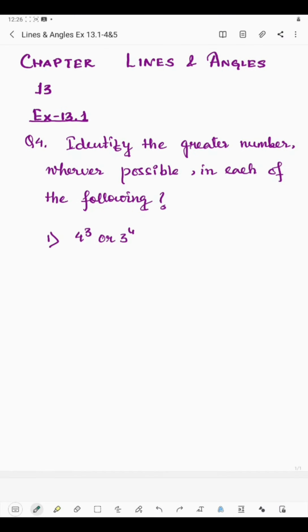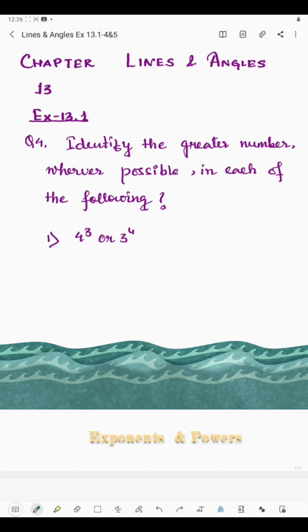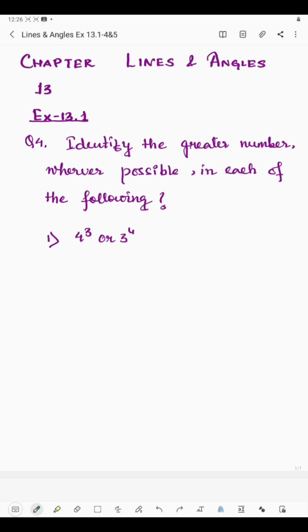Hello students, now I am going to start question number 4 of exercise 13.1. Question number 4 says identify the greater number wherever possible in each of the following. Here we have the exponential form and we will have to identify which exponential form is greater. Until and unless we get the value, we cannot say which one is greater, right?